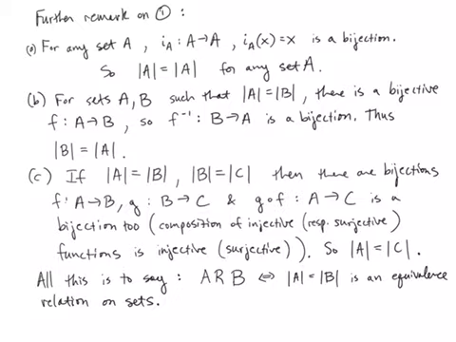But between any 2 sets, or between any 3 sets, the properties A, B, and C are going to hold. So that'll just be useful for us to know going forward.